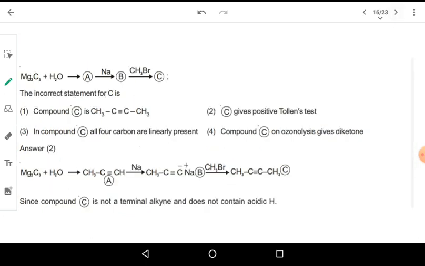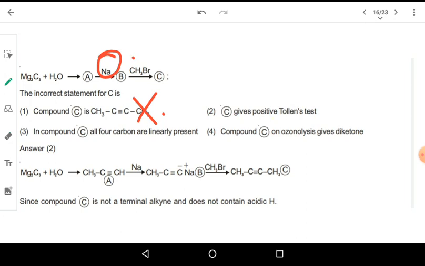Question number 17, Mg2C3. Mg2C3 will give us a compound that will have 3 carbon. So the compound C will be having 3 carbon. So this is wrong. Now C has a terminal CH3 group, so it will give the Tollens test. But we have to find C. I am talking about A.